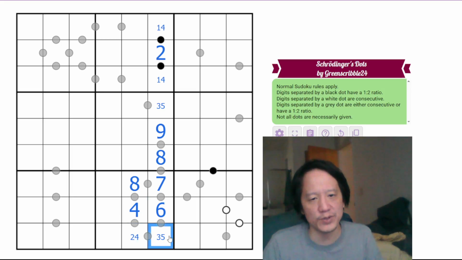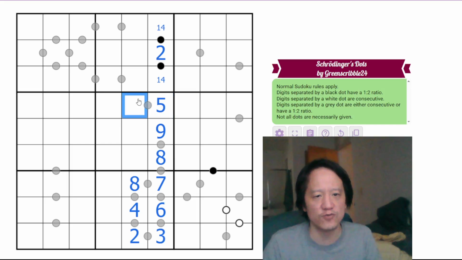Because it cannot be 3 or 5, because 3 or 5 has no relationship with each other. So this must be 2, which forces this to be a 3, which makes this 5. 5's consecutive with 4 or 6. 4 can't be here because of 4 in the column, so this is 6.